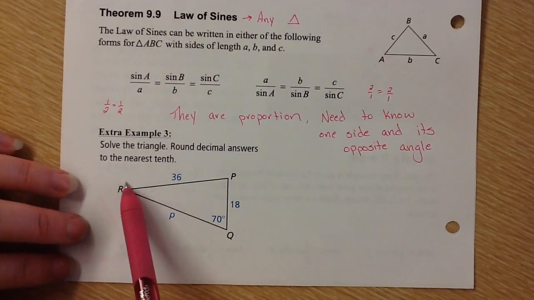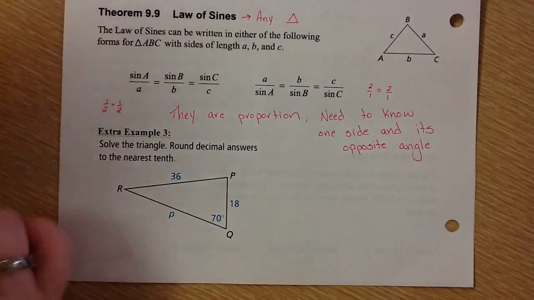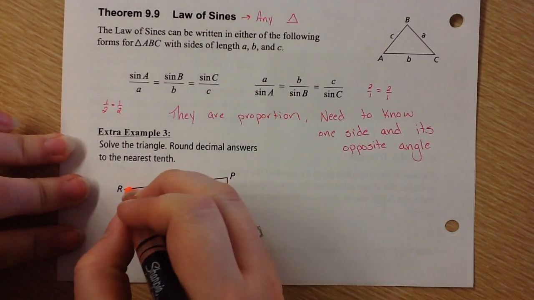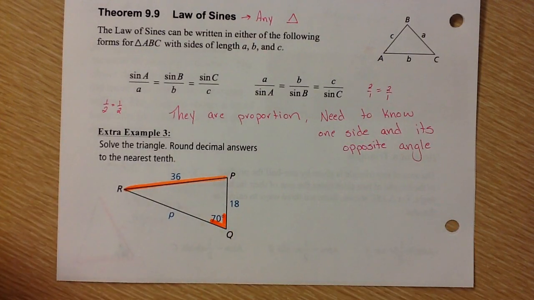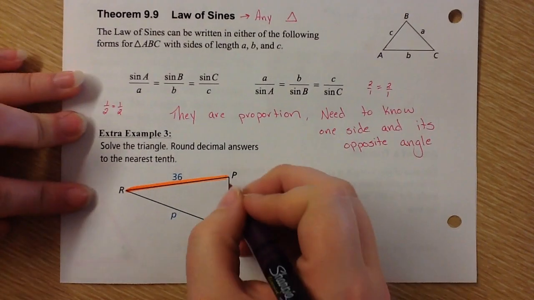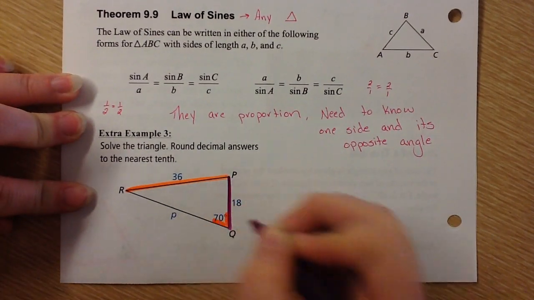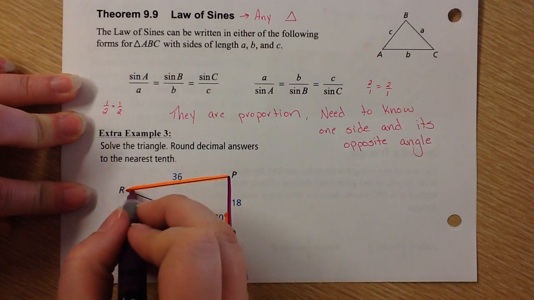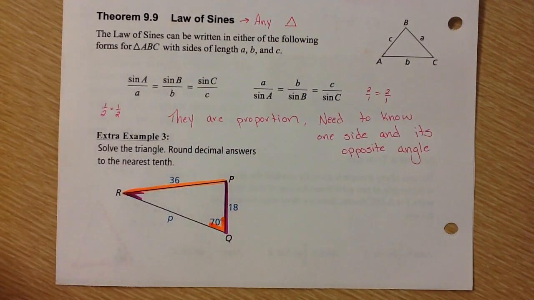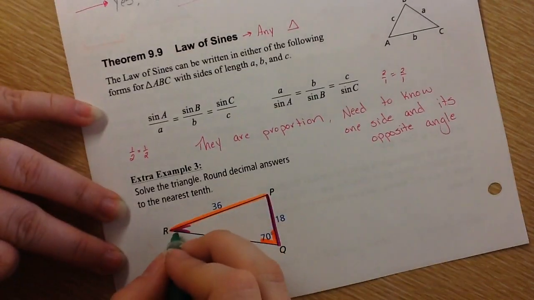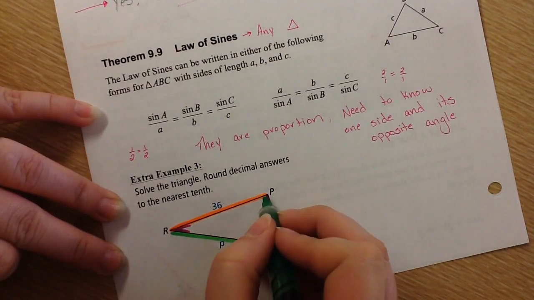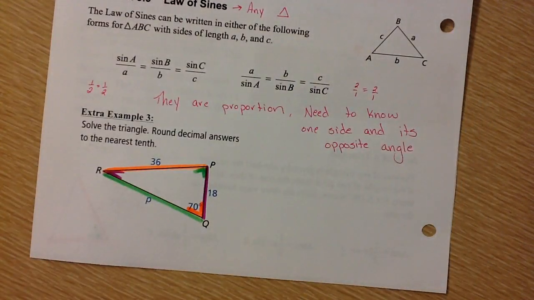So we need to know a side and its opposite angle. Sometimes it's helpful for me to label. Here, I know this side is 36, and the opposite angle is 70. Here we know the side of 18, and the opposite angle is R. We don't know that angle. And last, we'll use green. Here we have P, the angle there is P.